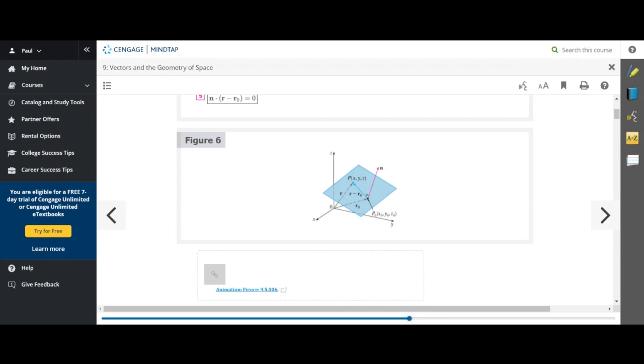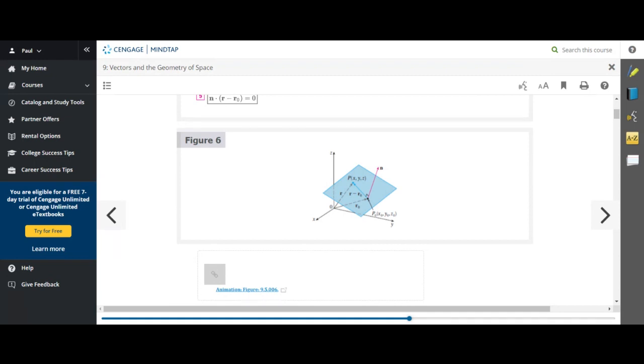Okay, so you look in the diagram there, they've drawn a vector r to the point P, which is a general point on the plane, x, y, z, and then they've drawn a vector r sub 0 to that specific point, x sub 0, y sub 0, z sub 0.